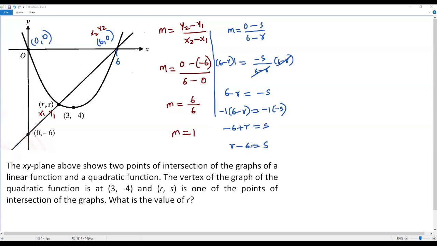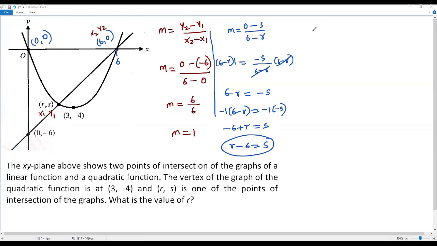Okay, I have solved for s in terms of r, that is I got s equals r minus 6. Now let me consider the parabola. The parabola has a vertex of (3, -4), it opens up, and it has two x-intercepts, (0, 0) and (6, 0). Now let me get the equation of the parabola.